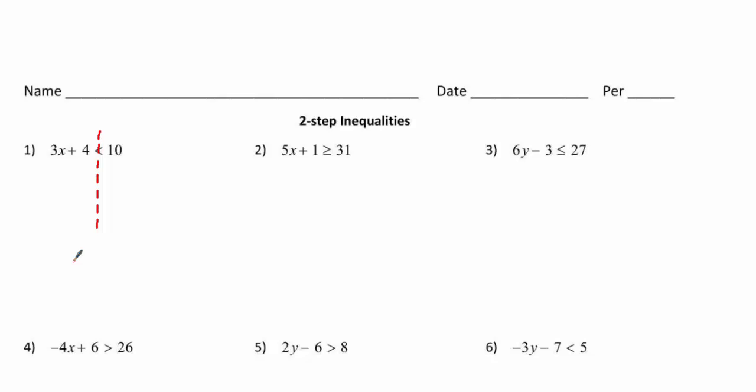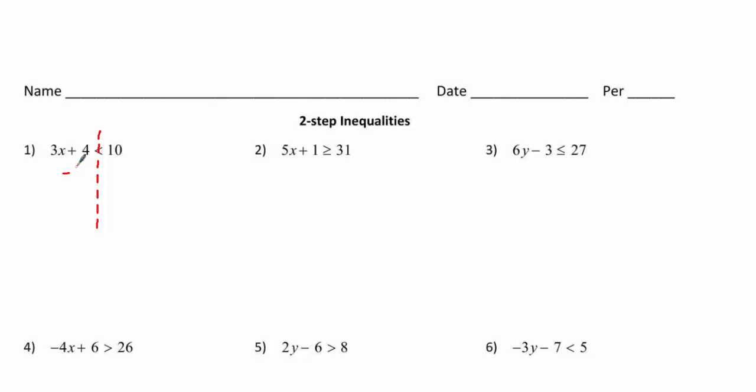So the idea of an inequality is we're saying something has to be either more than something else or less than something else, or it might be greater than or equal to, less than or equal to. All right, so in this case, this is a less than. We can see the less than sign. So they're telling us that 3x plus 4 has to be less than 10.